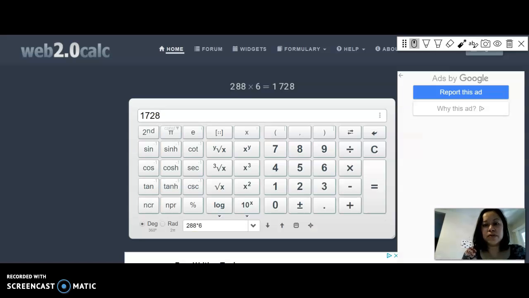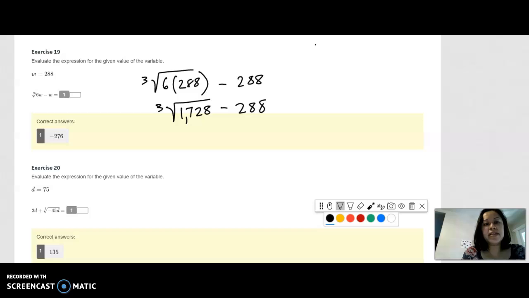So again, the cubed root of that. Let's see if we can do it like this. Oh, it does it for us automatically. 12. So that's going to be 12 minus 288. And when you subtract that, awesome, you get negative 276.